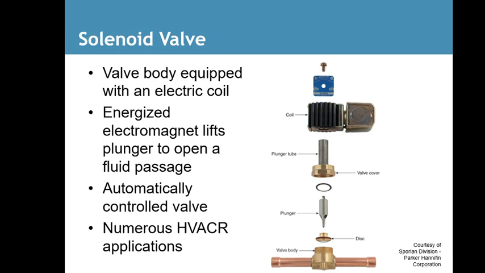Solenoid valves. Valve bodies are equipped with an electric coil that, when energized, electromagnetically lifts a plunger to open a fluid passage, making it an automatically controlled valve, with numerous HVACR applications. You see these in almost every refrigeration unit. That's the condensing unit on the roof, and the evap coil is built into a walk-in cooler or a reach-in cooler inside the store or facility, because you do not want the liquid refrigerant, once the system is turned off, to run back into the evap coil. So when the system shuts off, it shuts this valve so refrigerant stays inside the outside condensing unit.